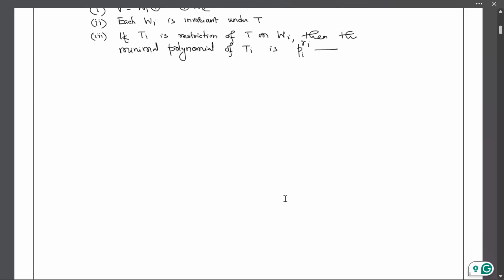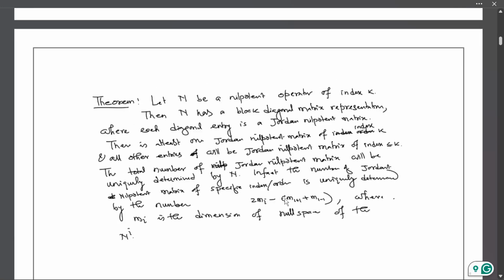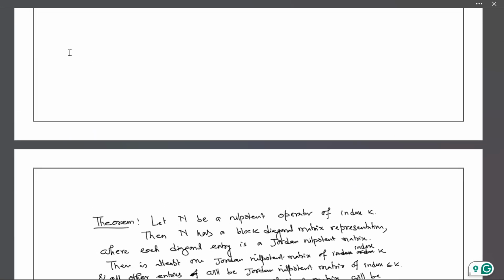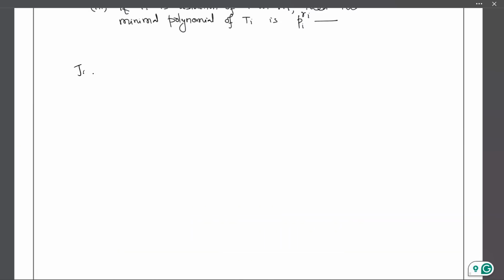Next, I'm leaving the application part, but I want to recall something. Jordan nilpotent matrix. What was that? Let me define it. Jordan nilpotent block. This was actually super diagonal entries are one, and all other entries are zero. Even in the diagonal we have zero. Super diagonal means these entries. So like this, and everywhere else is zero. This kind of matrix is called Jordan nilpotent block.